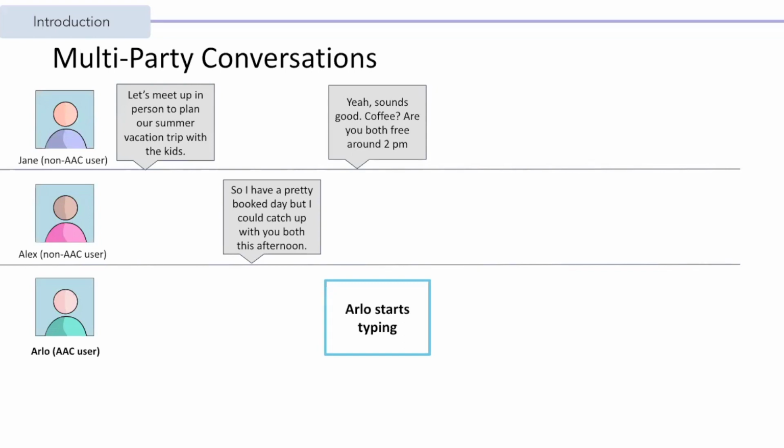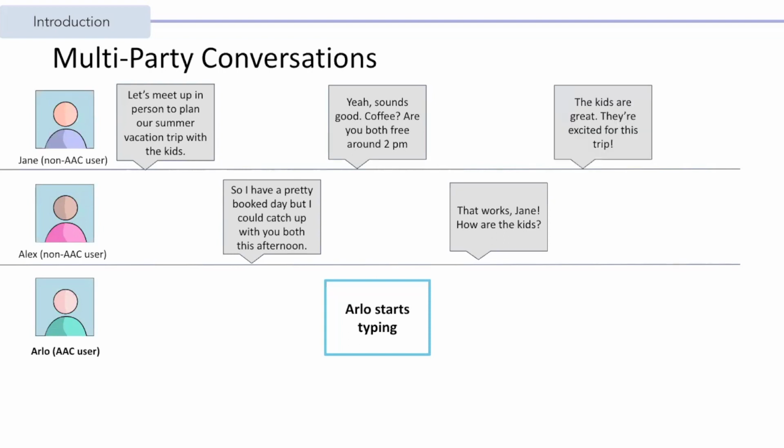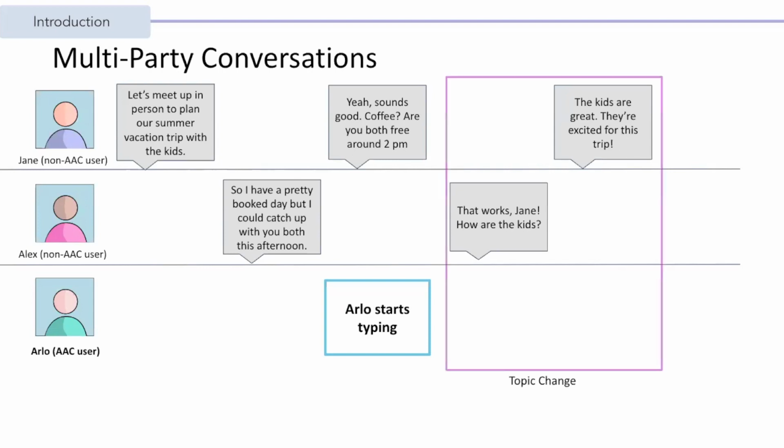And this is where Arlo starts typing a response. However, in the meantime, Alex moves on in the conversation and says, "That works, Jane. How are the kids?" And Jane responds, "The kids are great. They're excited for this trip." And so we can see a topic change from grabbing coffee previously to now talking about Jane's kids. And now Arlo finishes typing their response, and it says, "Yes."